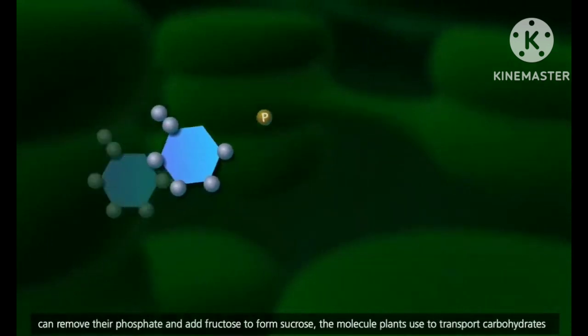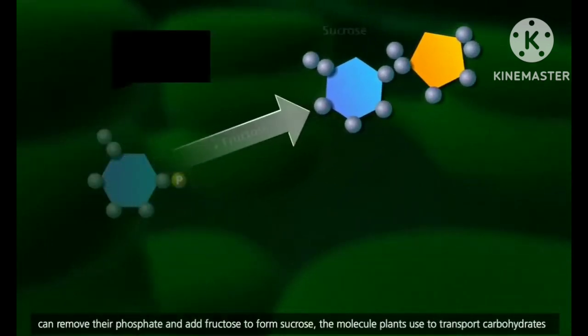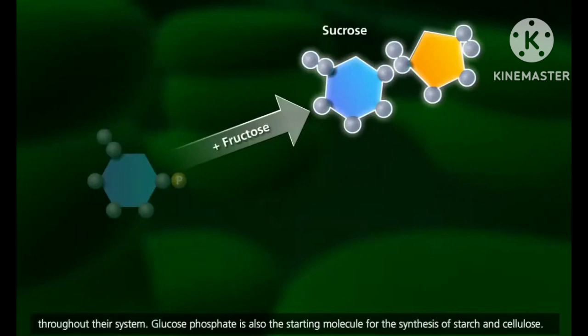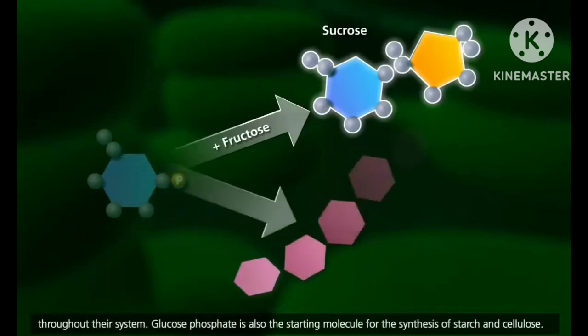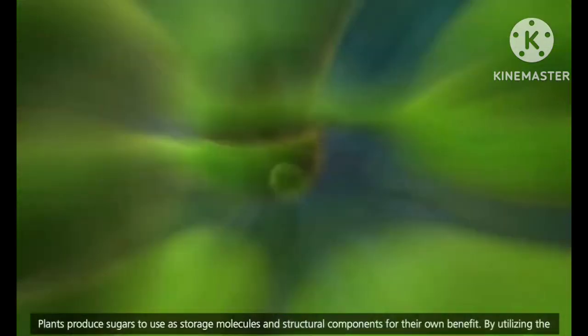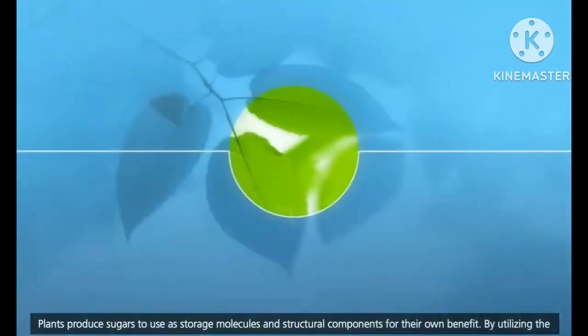These molecules can remove their phosphate and add fructose to form sucrose, the molecule plants use to transport carbohydrates throughout their system. Glucose phosphate is also the starting molecule for the synthesis of starch and cellulose. Plants produce sugars to use as storage molecules and structural components for their own benefit.